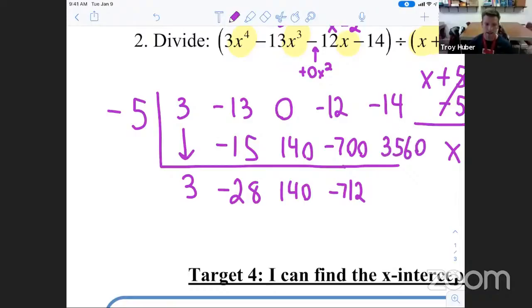3,560. Now we add that to our negative 14, and we should get 3,546. Whew. All right, now I always like to put that last number in our box to remember that that is your remainder.